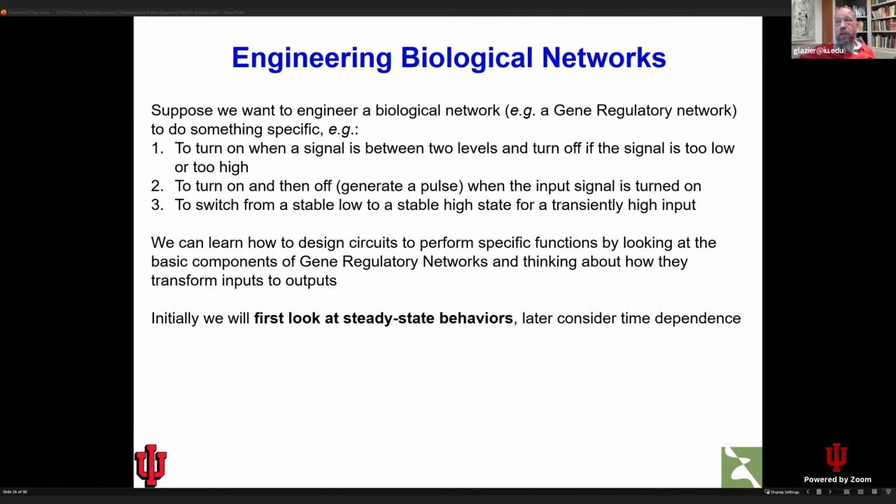But very often we want to be able to engineer biological networks. We want to be able to have them do the kinds of things that Elmar was talking about. We want, say, a network to turn on when a signal is between two levels and turn off if the signal is below or above those levels. So a band pass. Or we want a network to turn on and then turn off again. Or we want to switch from a stable low to a stable high state when there's a transient oscillator.